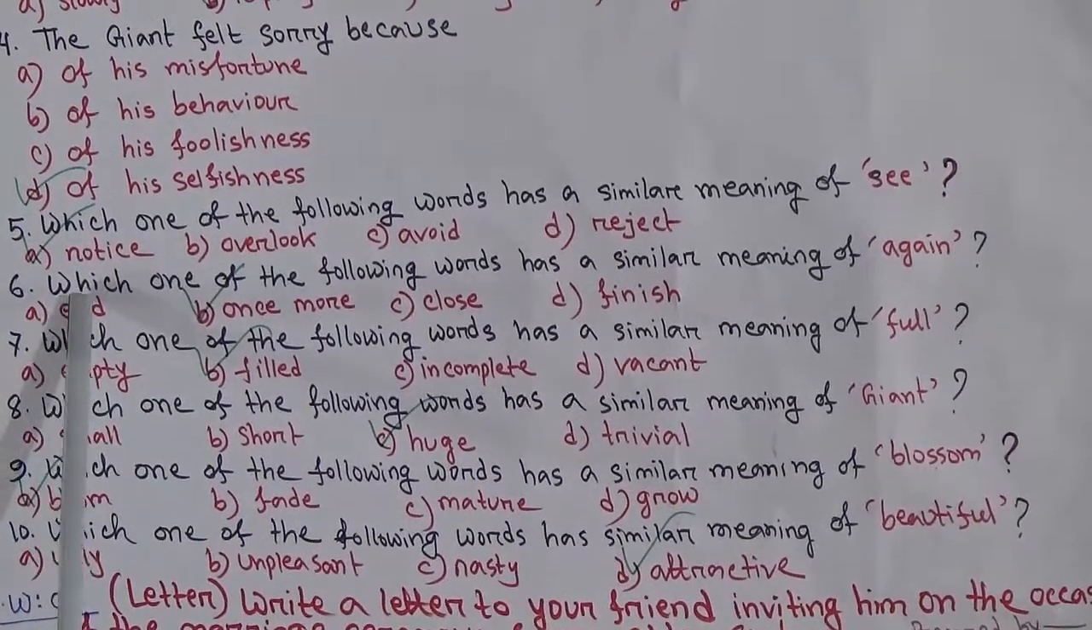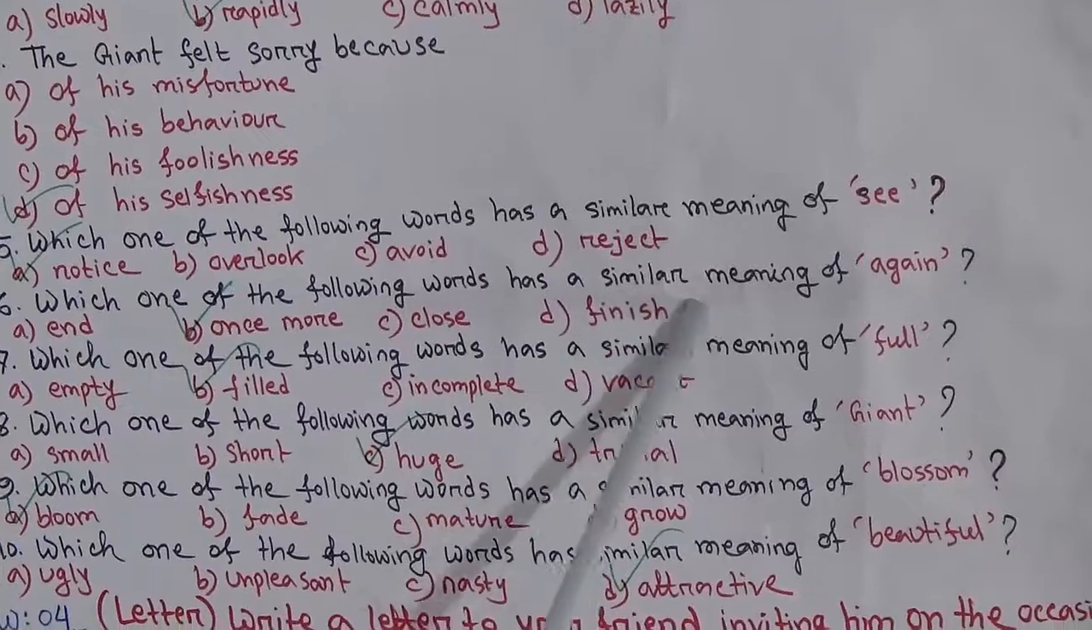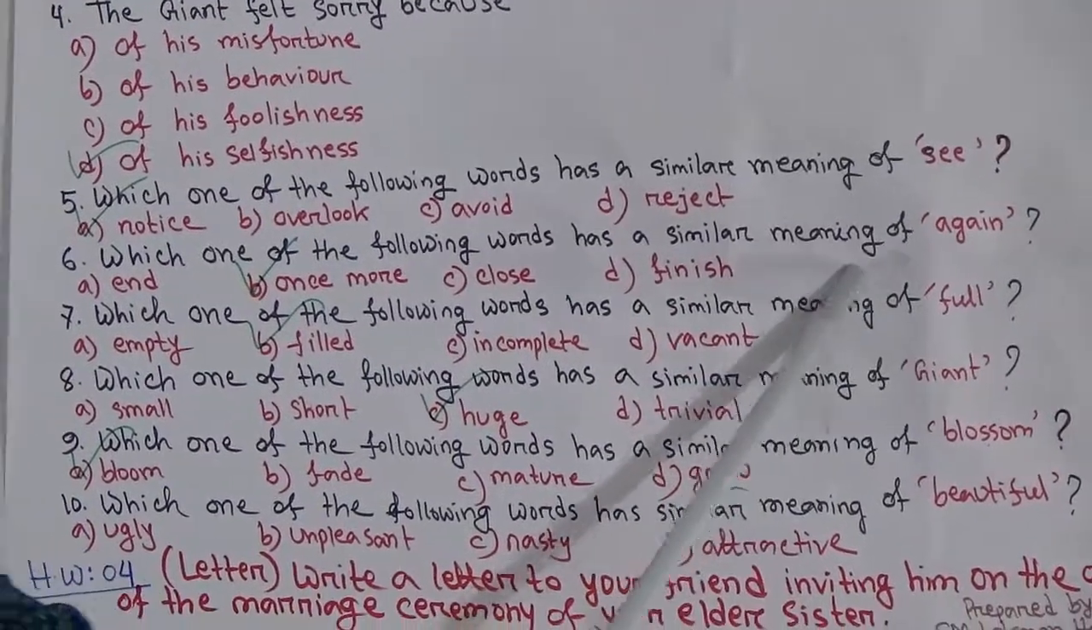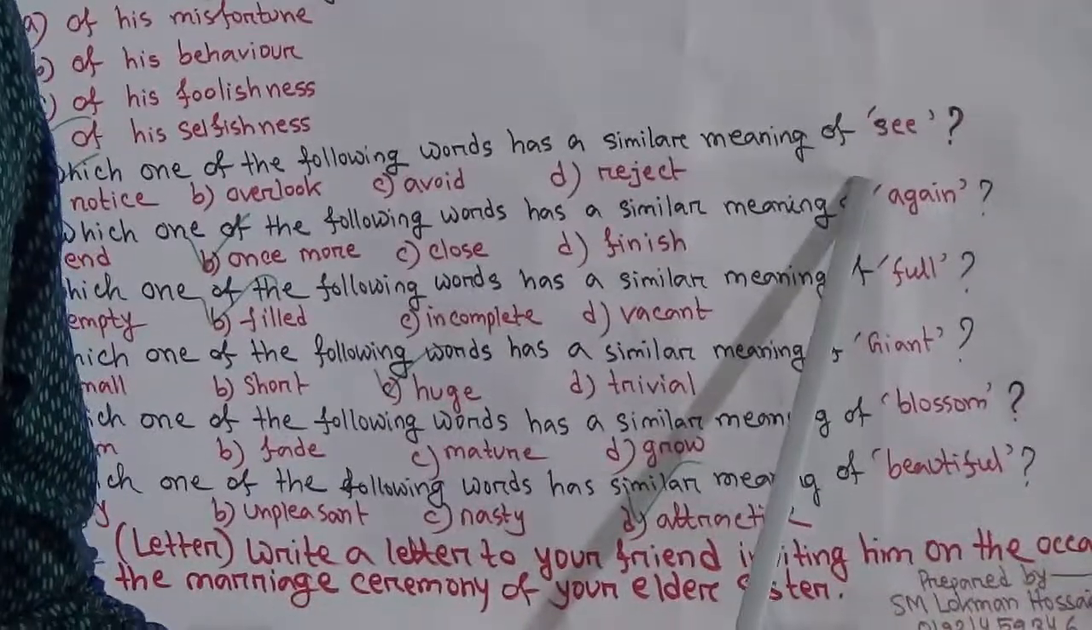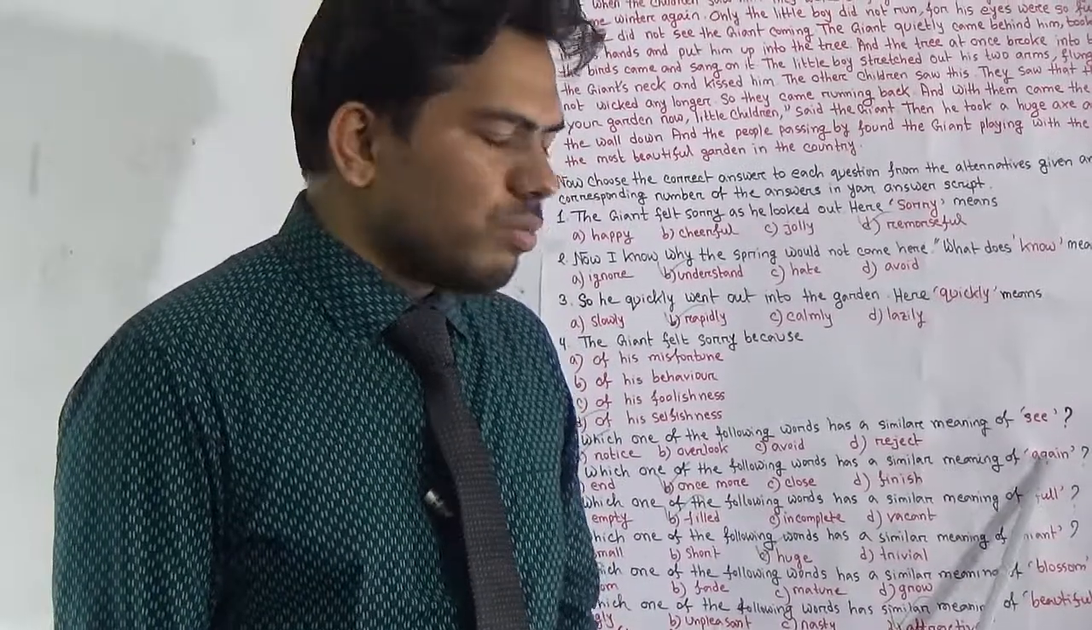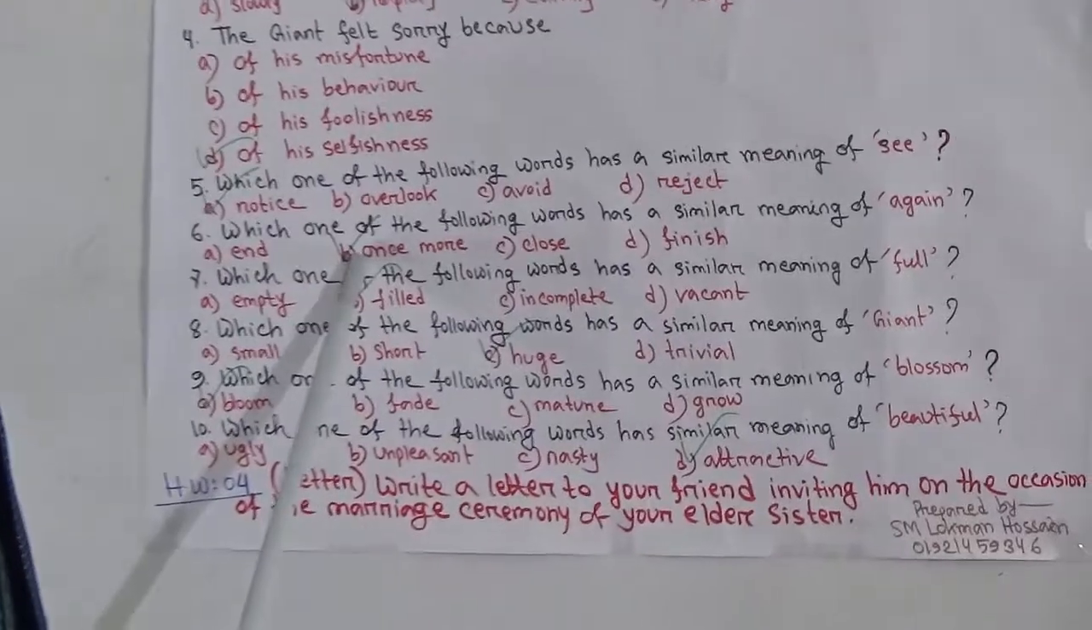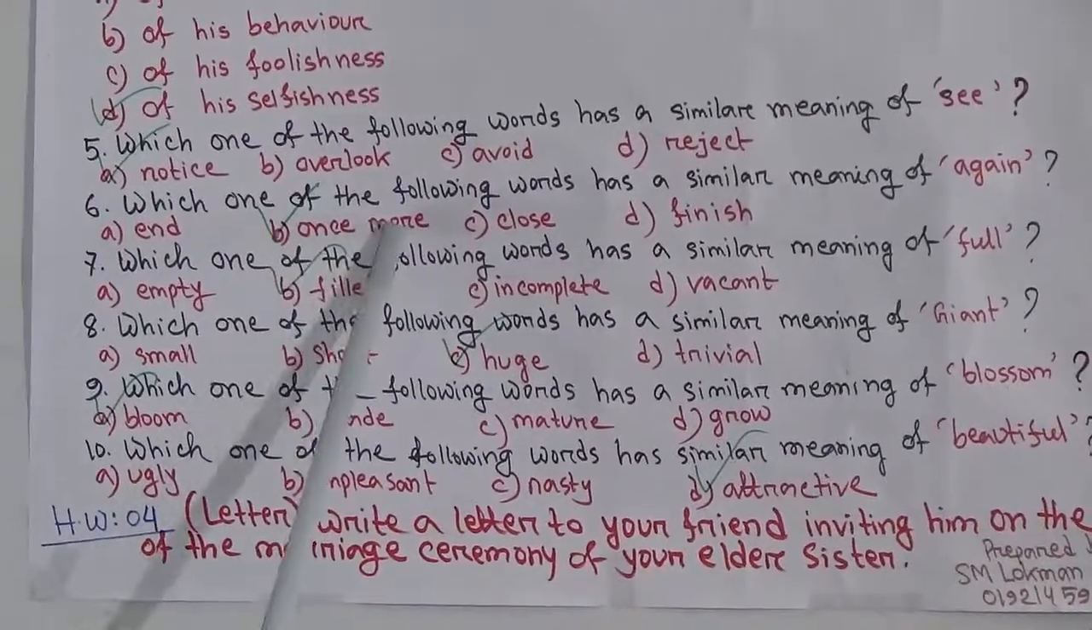Next one is, which one of the following words has a similar meaning to again? Again means more than one time. Adverb of frequency, more than one time. So the real, appropriate and closest meaning is once more.